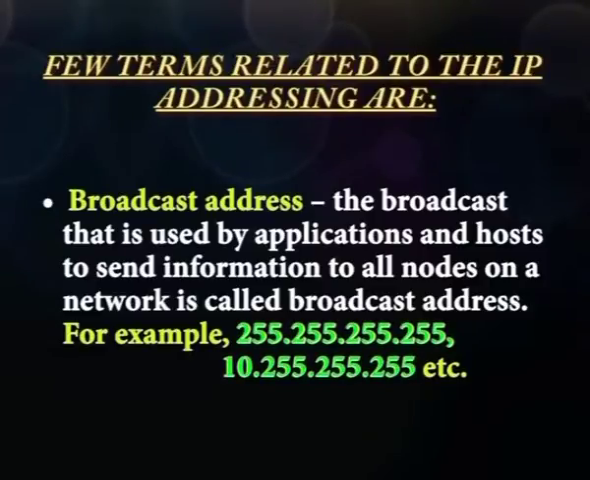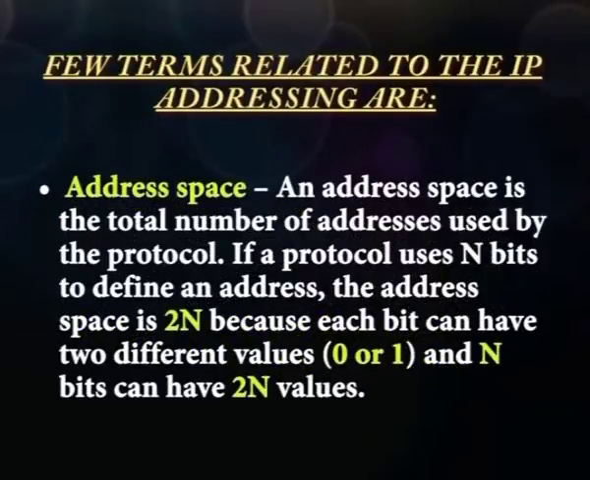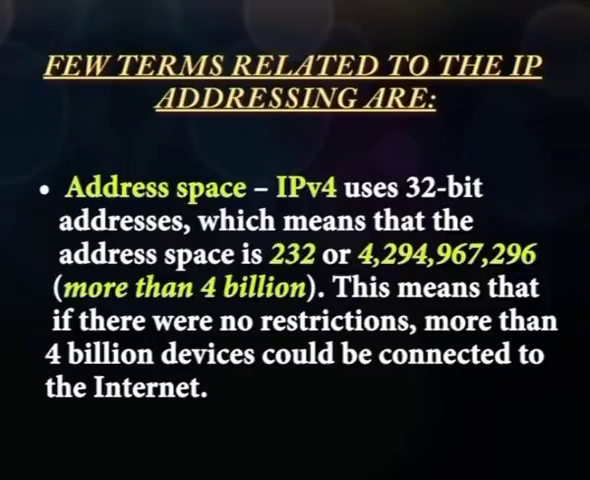Second, 10.255.255.255, etc. Address space. An address space is the total number of addresses used by the protocol. If a protocol uses n bits to define an address, the address space is 2^n, because each bit can have two different values, 0 or 1, and n bits can have 2^n values. IPv4 uses 32-bit addresses, which means that the address space is 2^32, or 4,294,967,296, more than 4 billion. This means that if there were no restrictions, more than 4 billion devices could be connected to the internet.